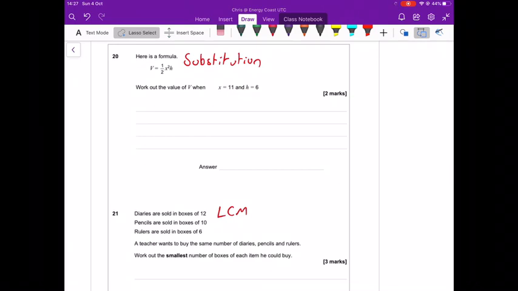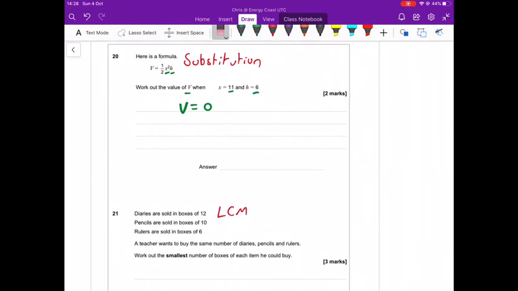This is, I think, pretty much from here is where we start to get to some trickier questions. This is substituting into quite a hard formula, okay? So work out the value of V when X is equal to 11 and H is equal to 6. If there's no gaps between things in algebra, it means you times them. So V is equal to half.